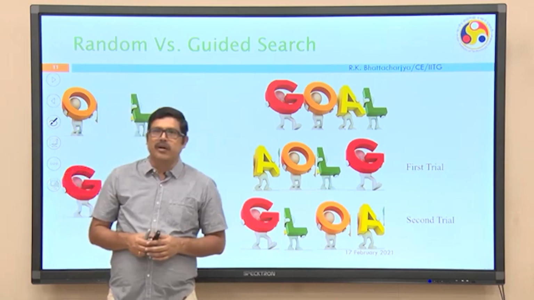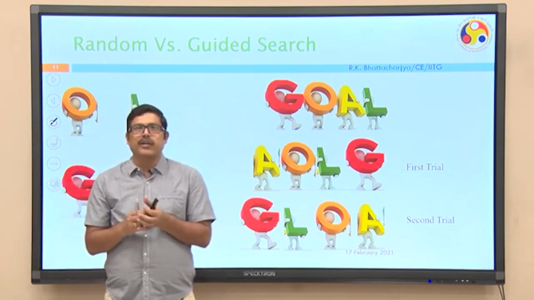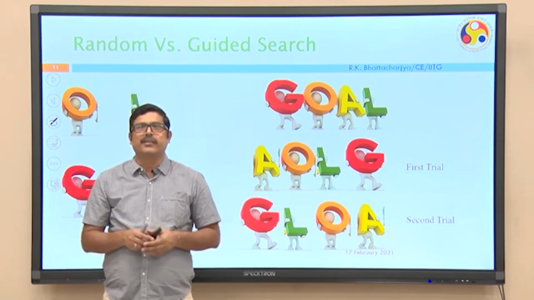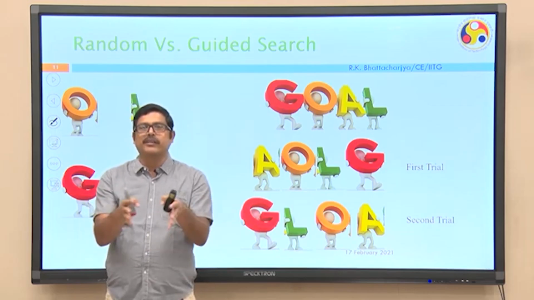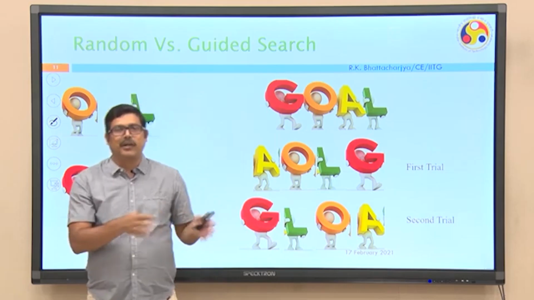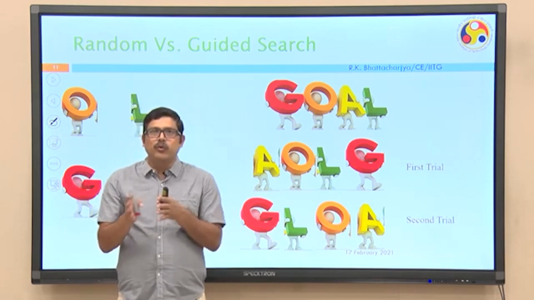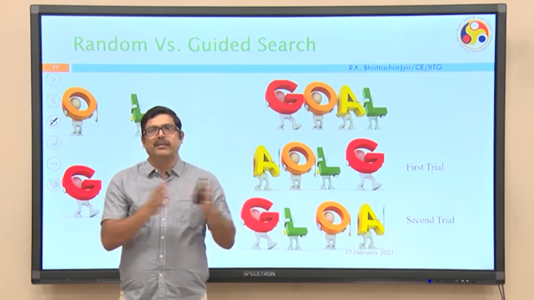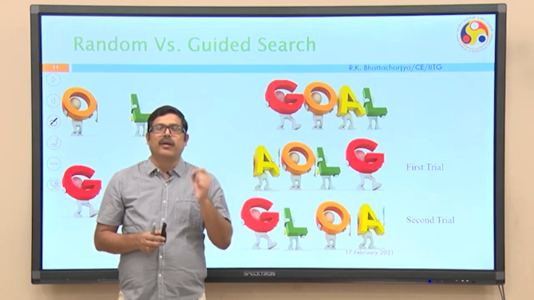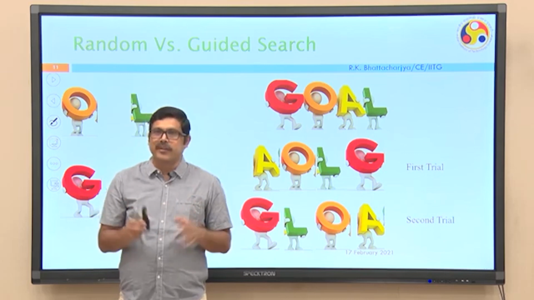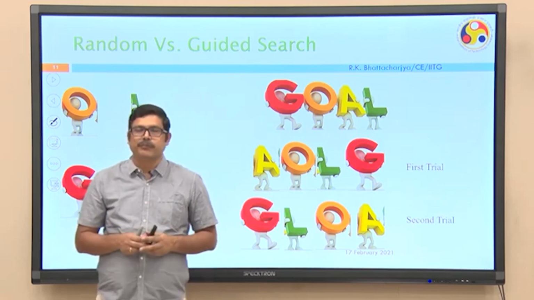Because there is no interlinking between the first trial and the second trial, this is purely a random process. You are rearranging the letters, and there is no interrelation between the first trial and second trial, or second trial and third trial. So, this is a purely random process. I hope it is clear to you what a random process is.